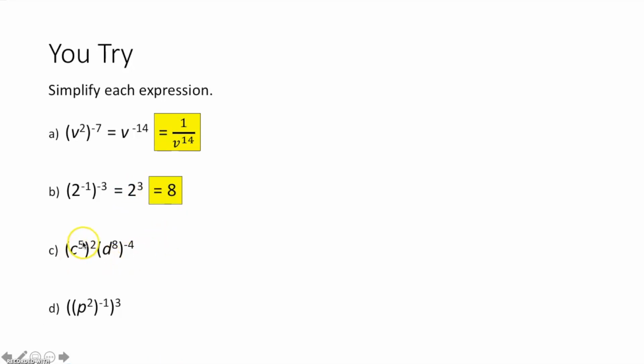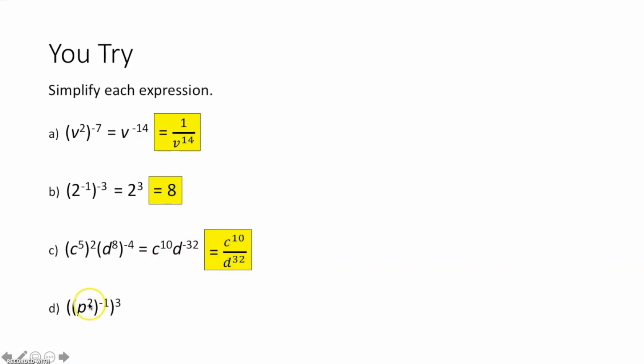Here, we have c to the 5th raised to the 2nd, and then d to the 8th raised to the negative 4th. So what we want to do is take care of those exponents first. So c to the 5th raised to the 2nd, we multiply since it's a power to a power, and you end up getting c to the 10th. Here you have d to the 8 raised to the negative 4. So again, power to a power, you multiply. 8 times negative 4 gives you negative 32. Lastly, since we're simplifying this, we can't have a negative exponent. So we take d to the negative 32 and move it to the denominator to make it a positive 32 power. And you end up getting c to the 10th over d to the positive 32.